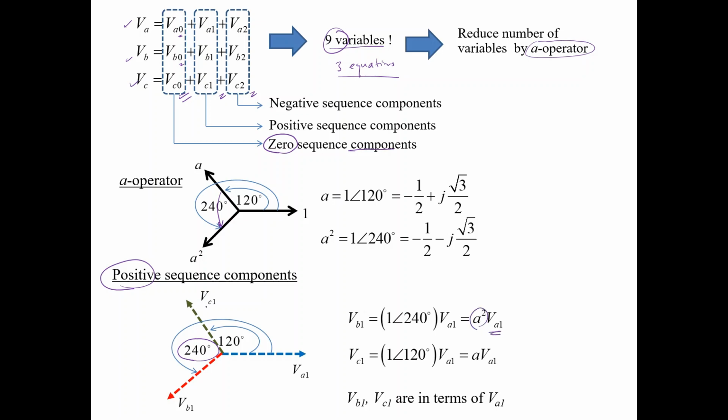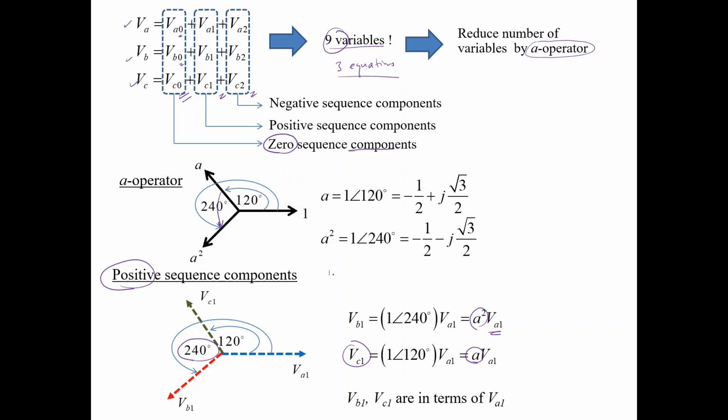While VC lies in this position. In order to get VC from VA, you just rotate once by the A operator. You just rotate counterclockwise just once. So you multiply VA by the A operator in order to get VC. Now you can express VC and VB in terms of VA. So let me write in this line.